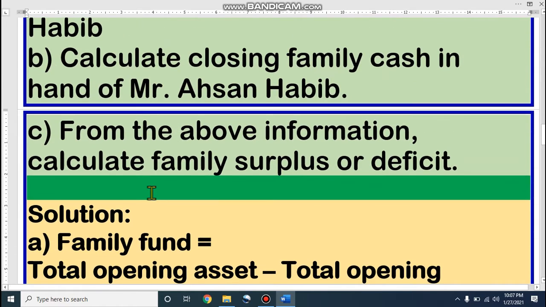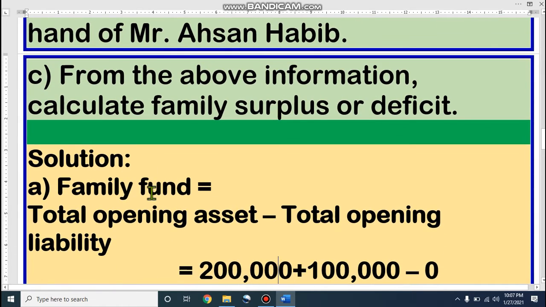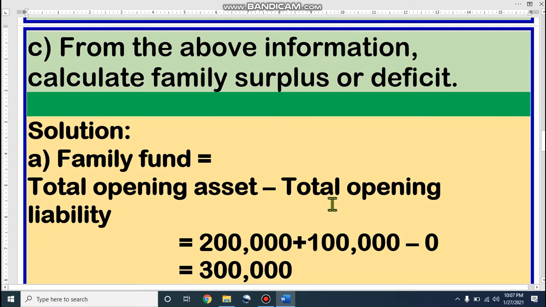So family fund, very easy one. The formula is total opening asset minus total opening liability. Opening asset here we have 2 lakh and 1 lakh, 3 lakh, but no opening liability. So total family fund is 3 lakh. I hope all of you understand.